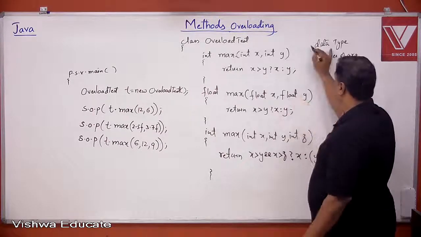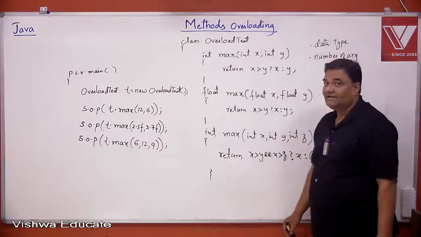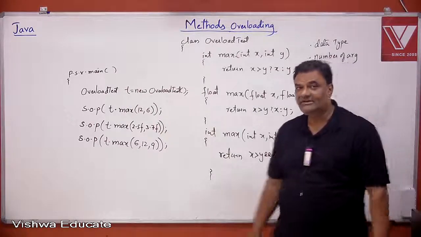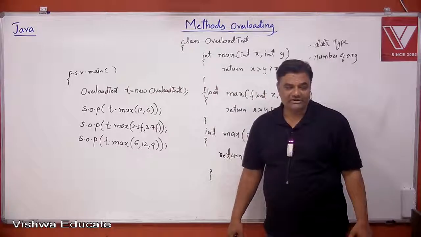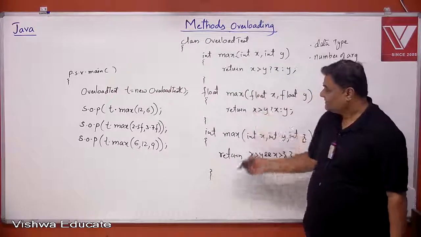Any of these two differences must be there. Then if these are different, the methods are said to be different. And that is called method overloading. So take this one. I am calling all these.